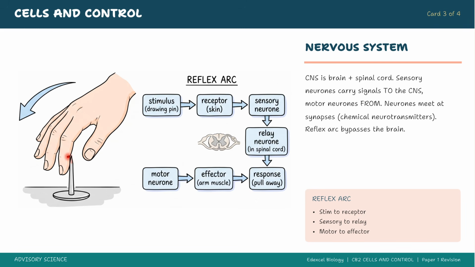Something else to be careful of, do not say the brain tells the muscle to move for a withdrawal reflex. The spinal cord acts first and the brain catches up later.